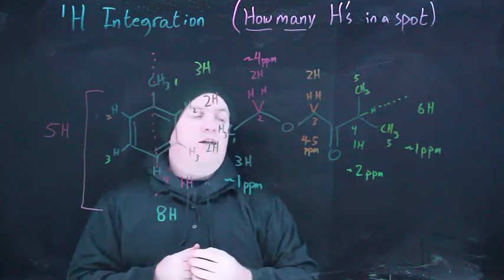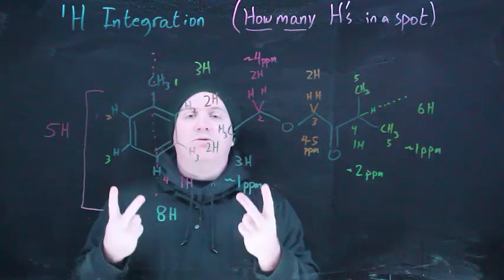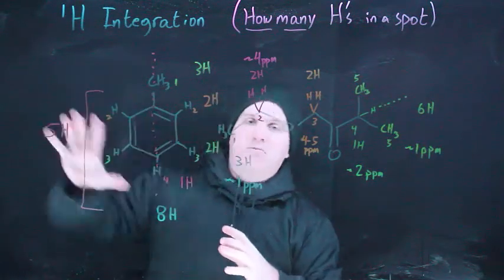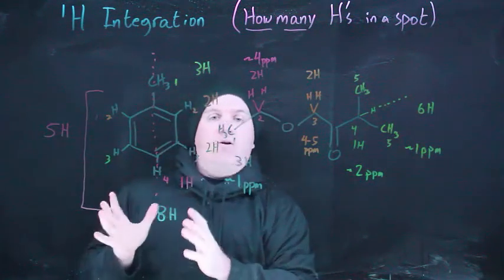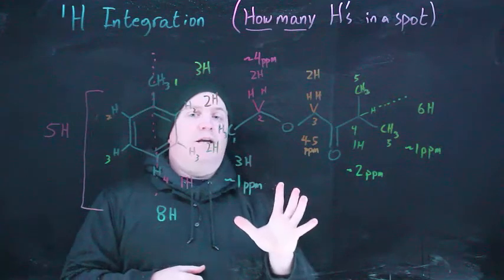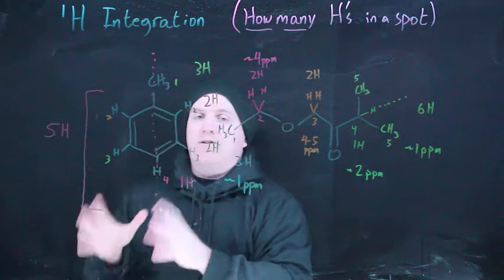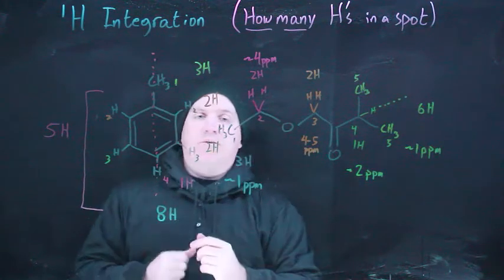4 is a number that I like, because it probably means 2H in the same environment, although there could be overlapping peaks like here, which would complicate things. But still, 4H I like. 5H worries me. 5H is weird. That means we've got overlapping things that are coincidentally overlapping and they're not nice. There's no good way to end up with 5H.